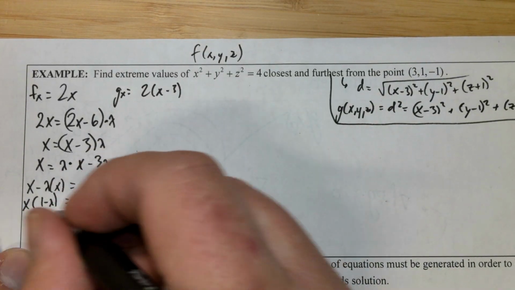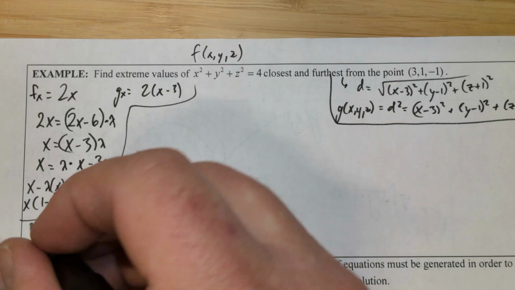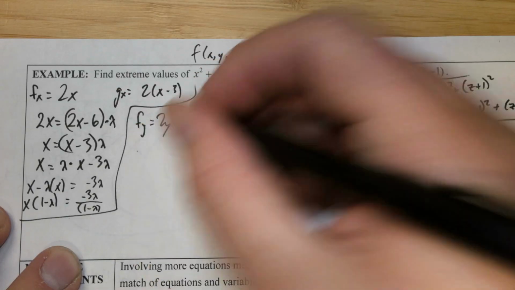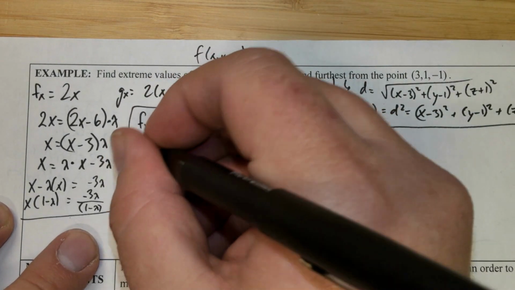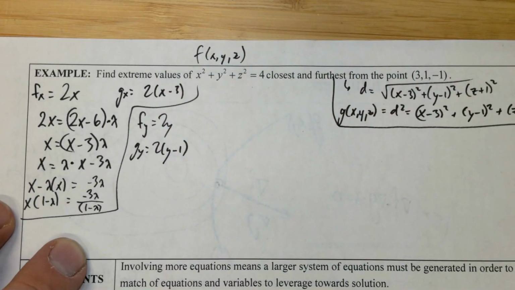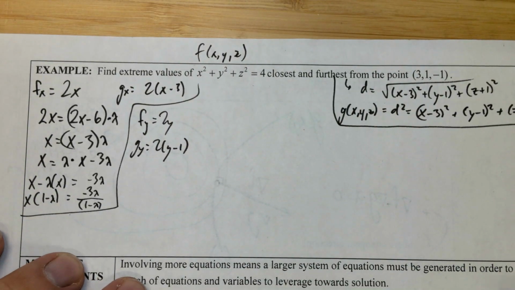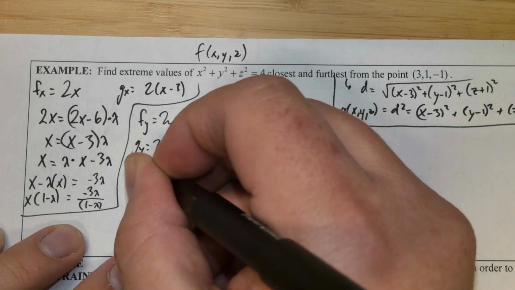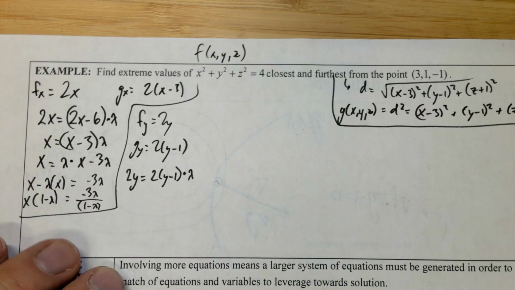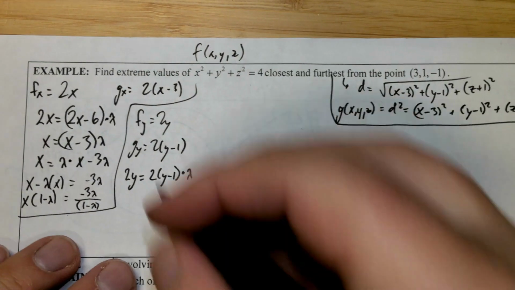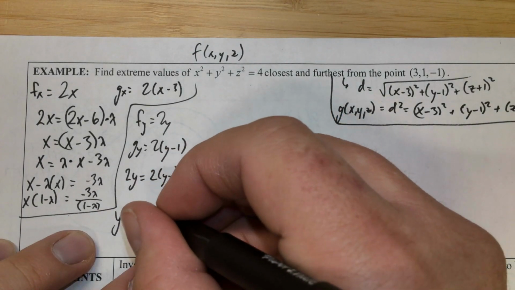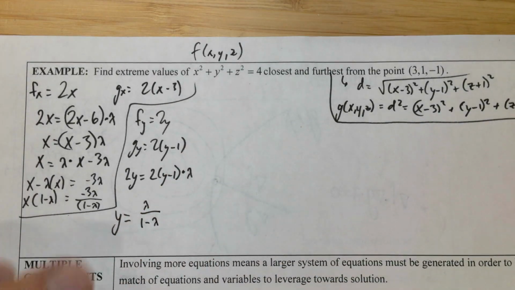I'm going to see a very similar pattern when I get to the y values. F sub y is 2y. G sub y is going to be 2 times y minus 1. And so I'm going to see a very similar pattern come out with my lambda when I set this equal. I hope you trust me and believe my little bit of algebra to save you a little bit of heartache as we make this jump to say that y equals lambda over 1 minus lambda.